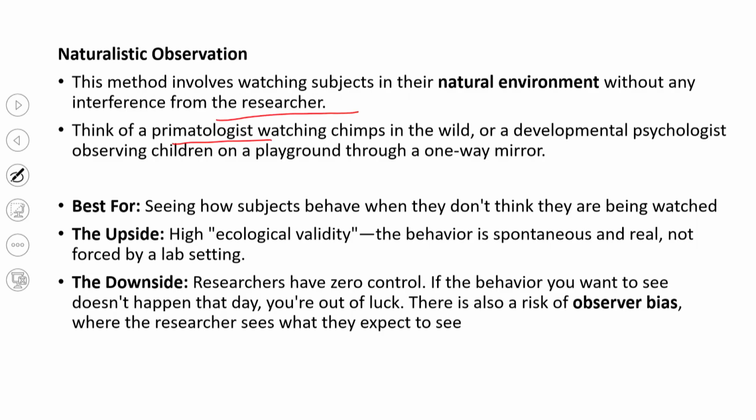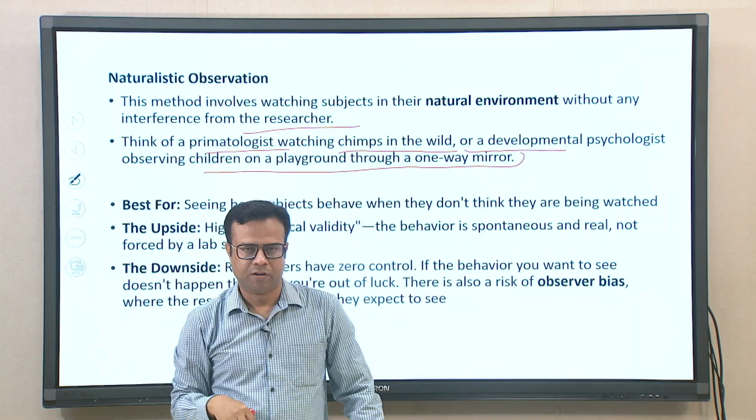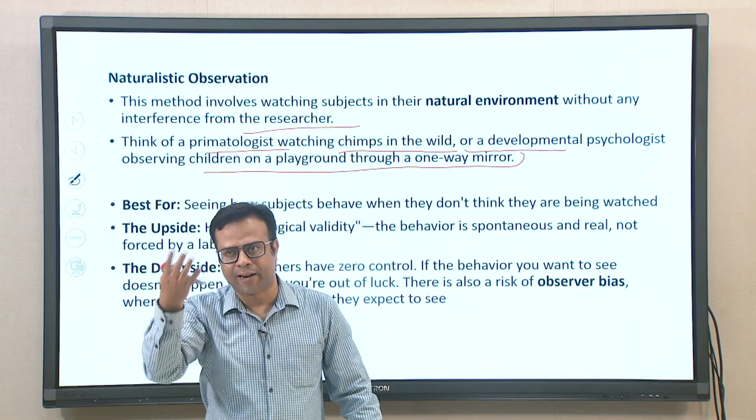Think of a primatologist, typically people who do research on primates like monkeys and chimpanzees, watching chimps in the wild, or a developmental psychologist observing children on a playground through a one-way mirror. Let us say somebody is interested in children's behavior, they observe children in their natural environment without interfering. That is naturalistic observation and collecting data.